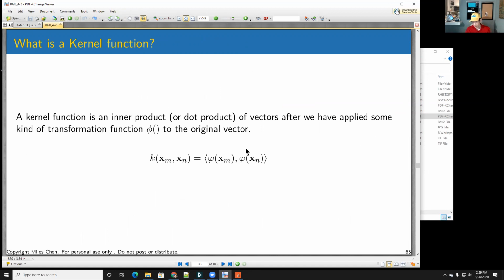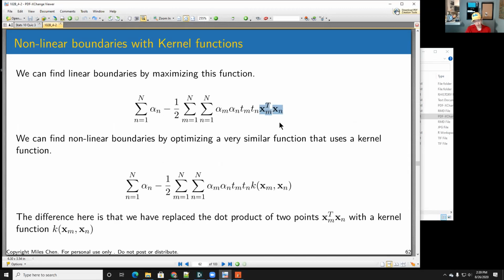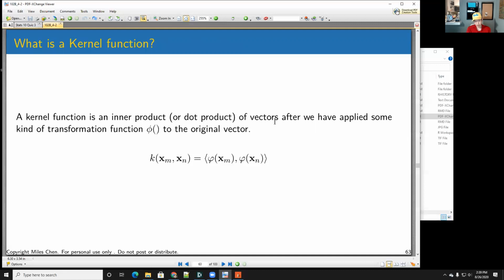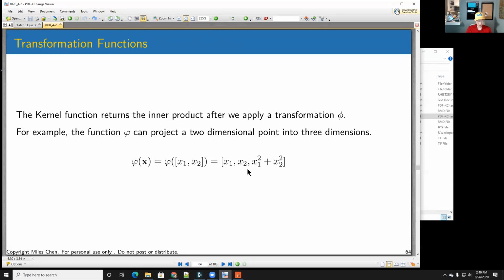All right, so we'll see how far I get, and I might have to continue this on Monday, but we're just applying a transformation function to xm and xn before we take the dot product, or the inner product of it, okay? So you have some kind of transformation function. Sorry, this is a different looking phi here. To the vector xm and xn, okay? So, for example, we can take a vector, a point in 2 dimensions, and apply a function that transforms it into 3 dimensions, okay?